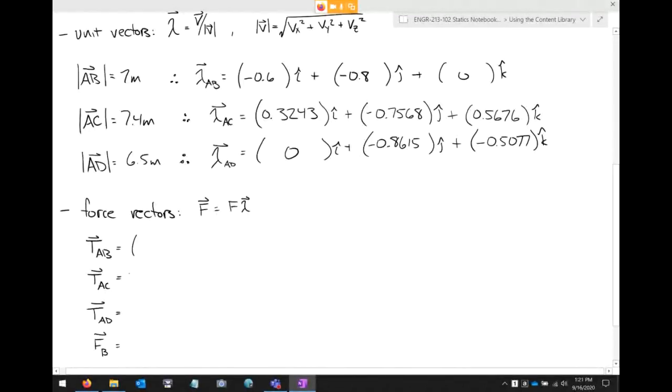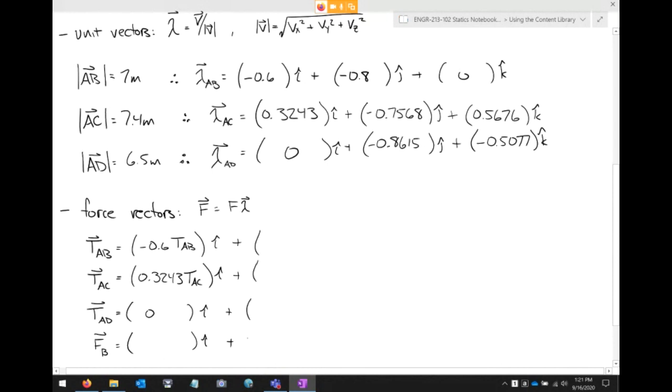All right, so again, a lot of this is going to be rewriting. So we have the negative 0.6, 0.3243, 0. I'm going to do the balloon force later. We'll fill that in here in a second. Remember, though, we're multiplying by the magnitude. So for this, I'm going to call that TAC. I'm going to call this TAB. And then that's I plus.